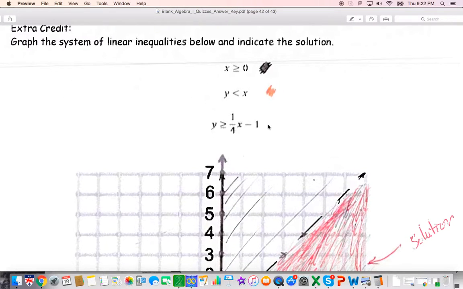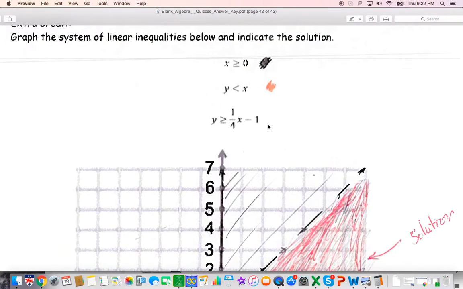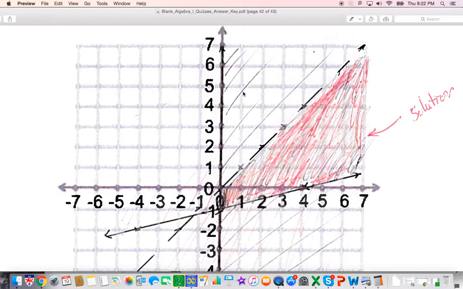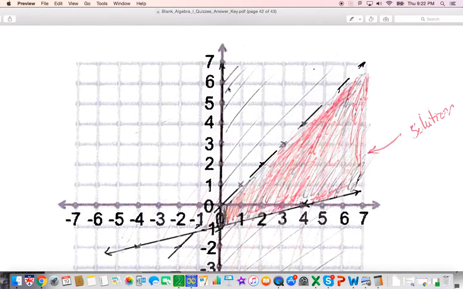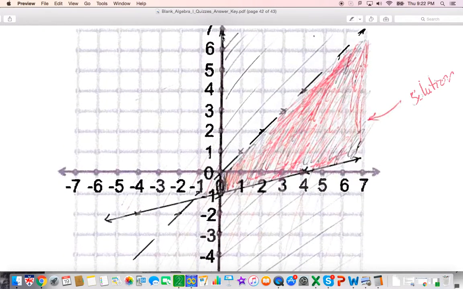And our extra credit was a lot of fun here. All right, so that's what the solution looks like. Let's talk about x. All right, so x is greater than or equal to 0. Remember that this is a vertical line. x equals 0 is a line at 0. So x is greater than or equal to 0. Well, that's x is 0. And everything shaded lightly in black is x is greater than 0. So that's what that looks like.